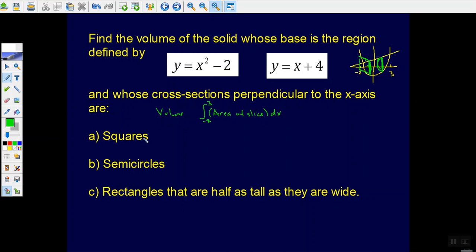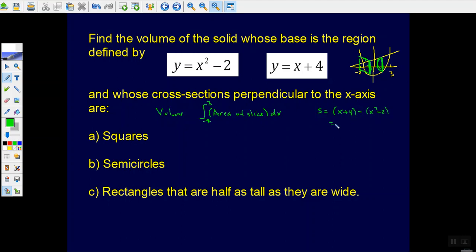Okay, so for square cross sections, the distance from any point on the line to any point on the curve is the thing that measures the dimensions. And I just simply call that distance S. It's the side length of the square, or it's the side edge of the diameter. So for all of these, if we're slicing perpendicular to the x-axis, the distance there, S, is simply, we're pretty familiar with this already, the distance from the upper function to the lower function. So the line is the upper function, and then the parabola is the lower function.